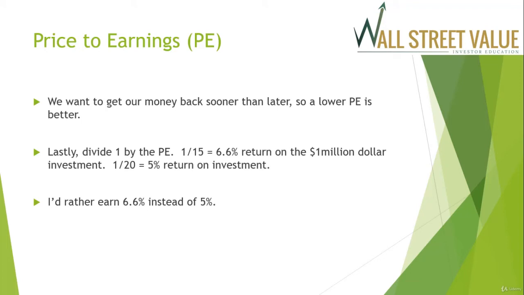And lastly, divide 1 by the PE. 1 divided by that 15 price to earnings ratio gives us a 6.6% return on that $1 million investment. 1 divided by 20 is a 5% return on investment. I'd rather earn 6.6 instead of 5%. So hopefully that gives you a better idea of what price to earnings is.